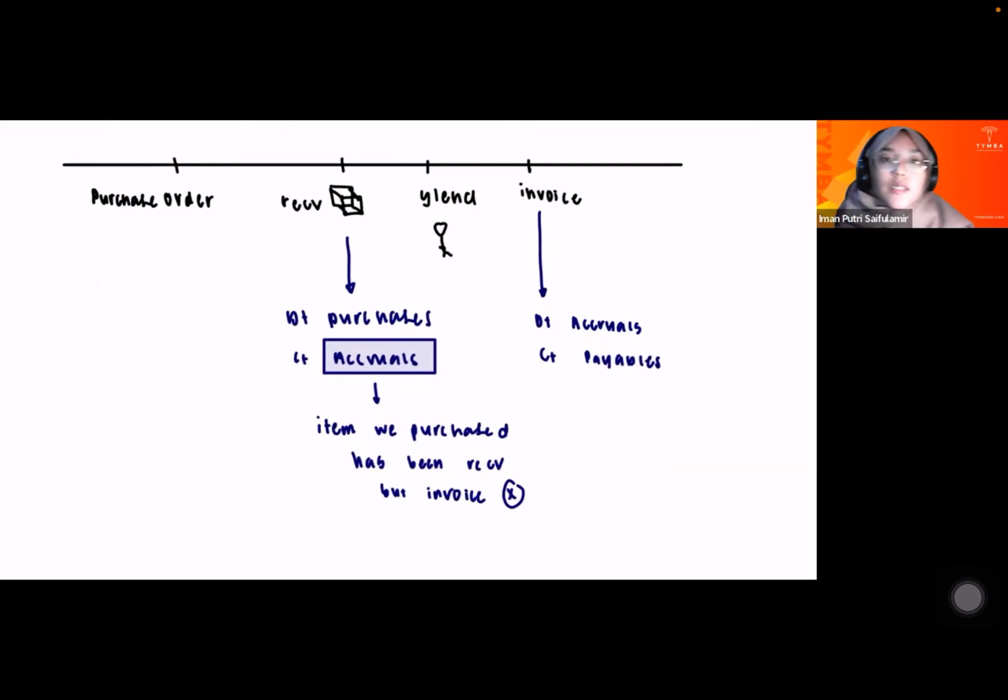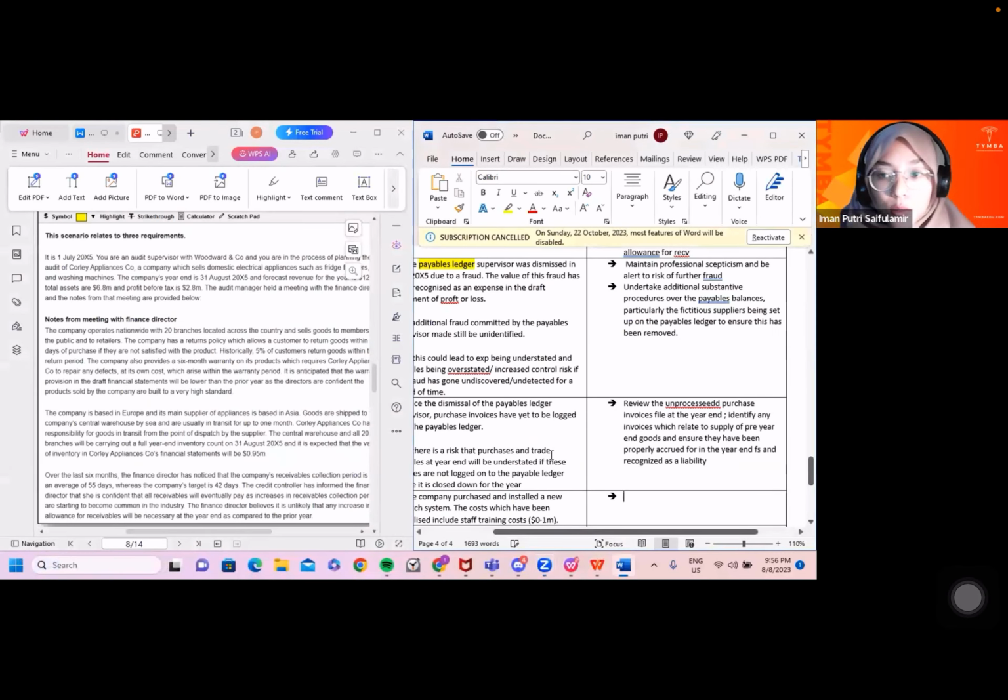Okay, guys? Okay, so let's go back to the scenario. We want to review the purchase invoices file and we want to confirm whether this has been properly accrued for.